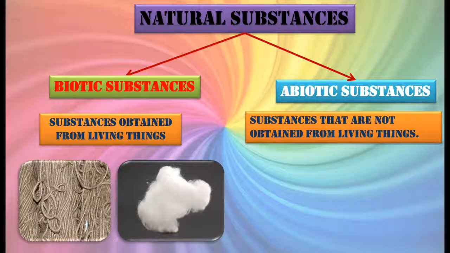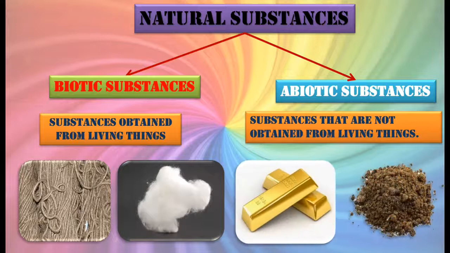So the next one we have is substances that are not obtained from living things. So that is gold or soil, aluminium, copper. There are various names that you can list. Okay, so abiotic means non-living things. The substances which you get from non-living things are called abiotic substances. Just remember the example, you will remember it today.